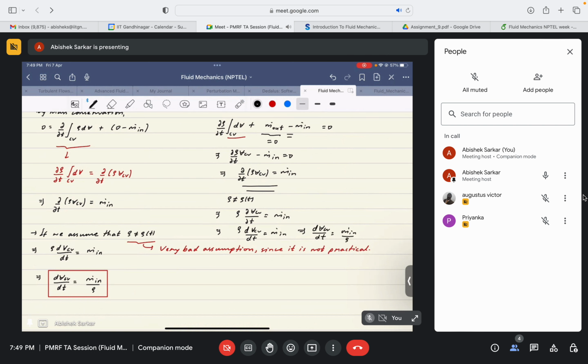Is it clear up to this point, how we obtained it, how we have taken the assumptions, the steps? Is it clear? Yes, sir. Again, I have one doubt. Professor Chakraborty has rightfully mentioned that rho is not a function of t is a very bad assumption. So could you please tell me why this is a very bad assumption?